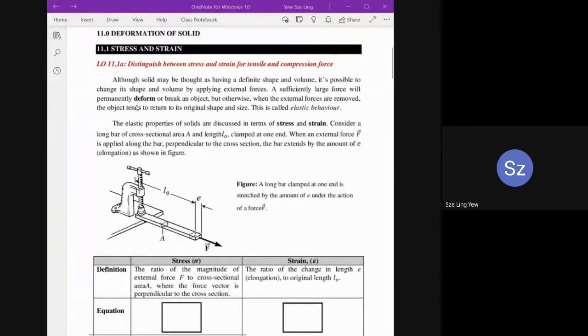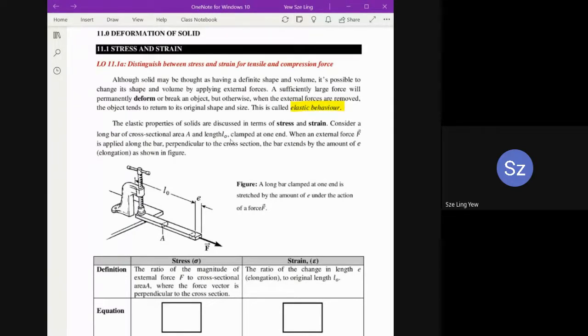and it is possible to change its shape and volume by applying external force. Now, all solids, we can change their shape. It just depends on whether we change a lot or just a bit of its shape. So, a sufficiently large force will permanently deform or break an object. But otherwise, when an external force is removed, the object tends to return to its original shape and size. So this is what we call elastic behavior.